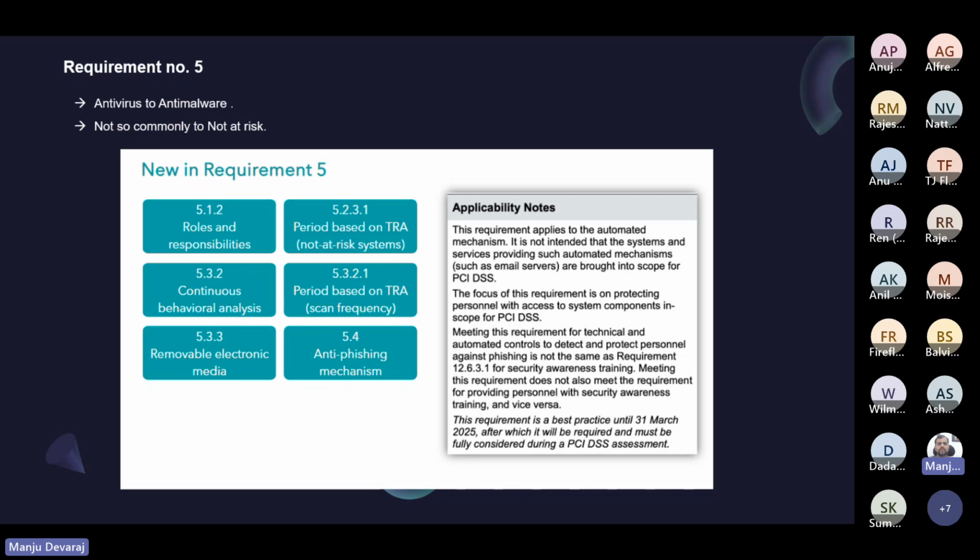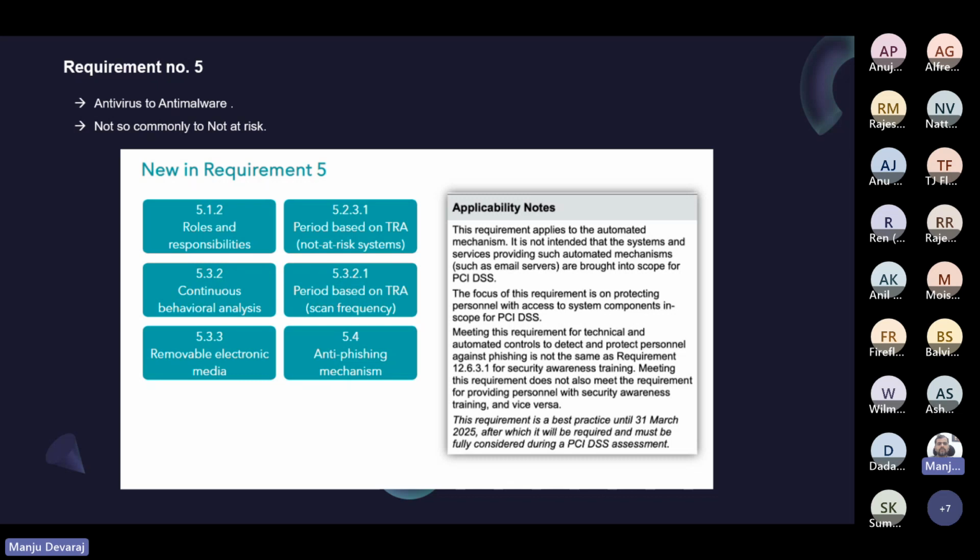Now they changed it to not at risk. Okay, not commonly at risk. Not commonly at risk or not at risk. For me it's not commonly at risk. Sometimes these kinds of words are very disturbing because they don't make sense. So anyway, not so commonly affected or not at risk systems, right? Now it's not at risk.